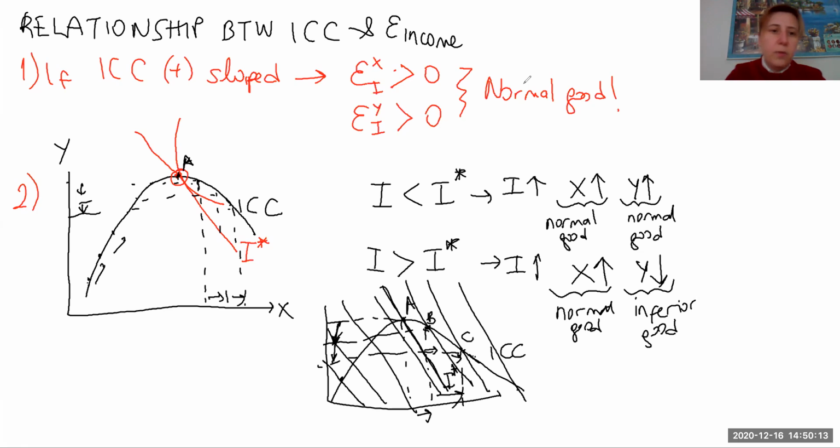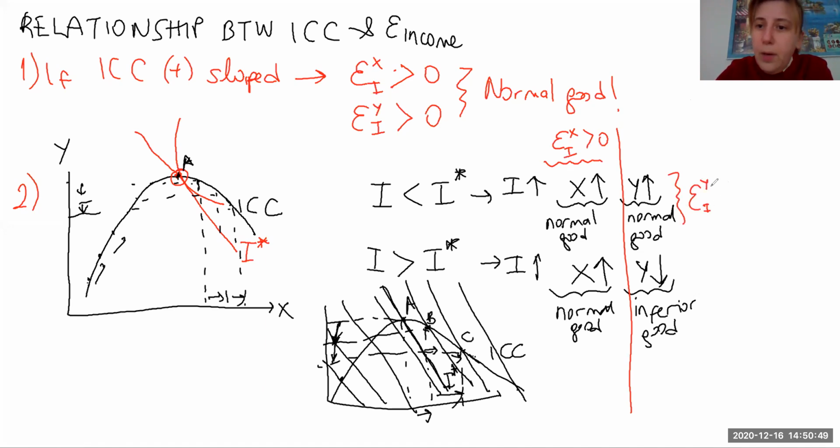So we said that if the income consumption curve is an inverted U shape, like in our example, then good X is always a normal good, which means that the elasticity of income for good X is always positive. However, the elasticity of income for good Y is at first positive, but then becomes negative.